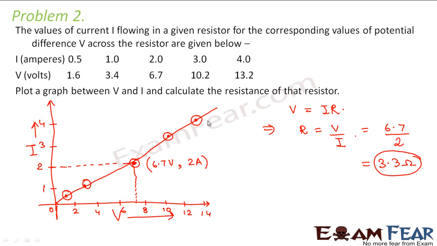Not only this point, if you take any point on this straight line, the value of the resistance will come out to be the same because it is a straight line. So the slope of this line will remain the same everywhere.